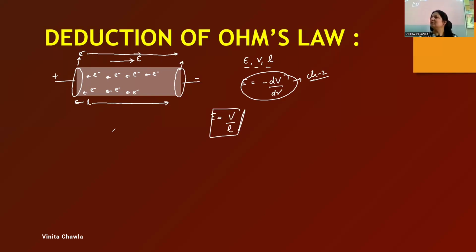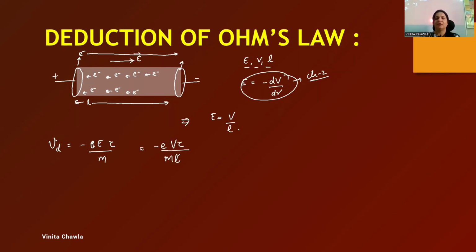E is equal to V by L. Any doubt in this? Is this clear? Okay, now what is drift velocity? How do we write drift velocity? It is minus E tau by M. And what is E? V by L. So V tau by M L. Any doubt in this? यहाँ तक कोई doubt है?